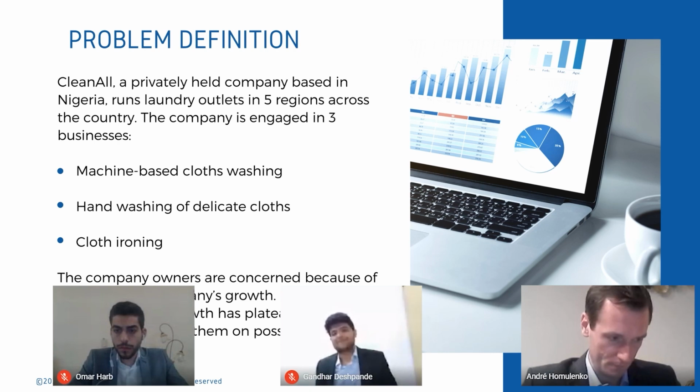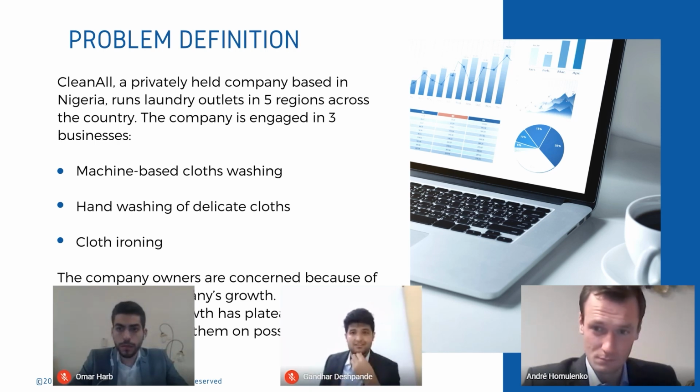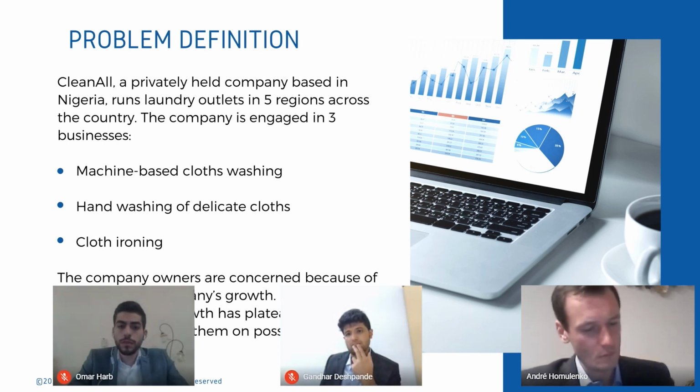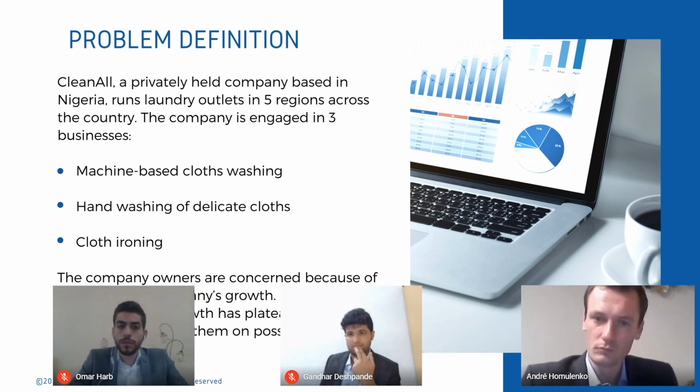Okay, so the way that I would want to approach it is first I'd want to do a segmentation of our financial figures. So I'd want to look at the growth rate, the revenue, and the cost broken down by all 3 services, the hand washing, machine and ironing. And then I'd also want to see a possible breakdown of customer segments and penetration that we have within these 3 businesses. So that would be a look at the financials.